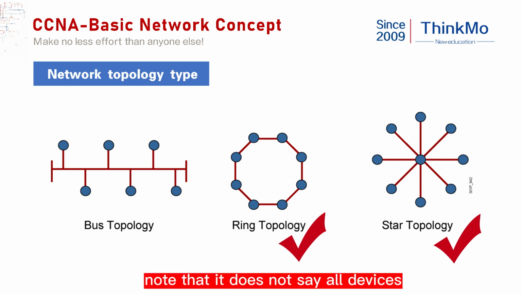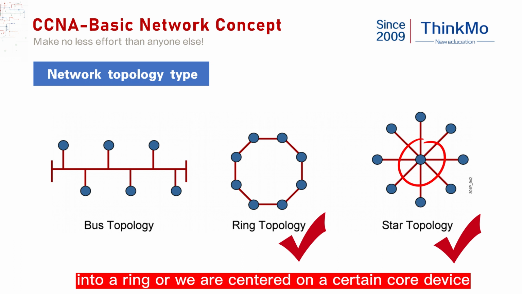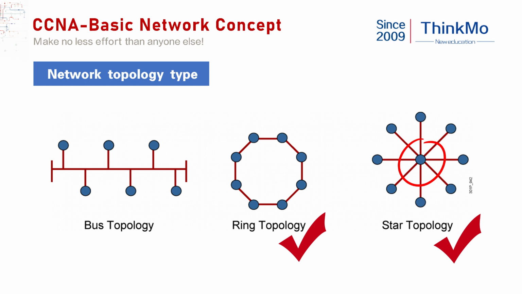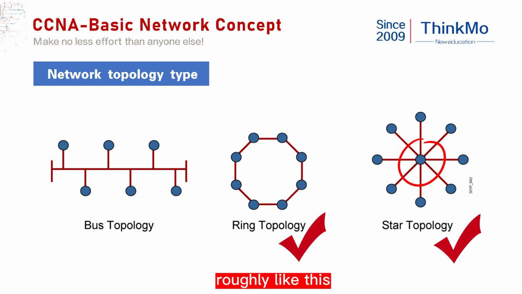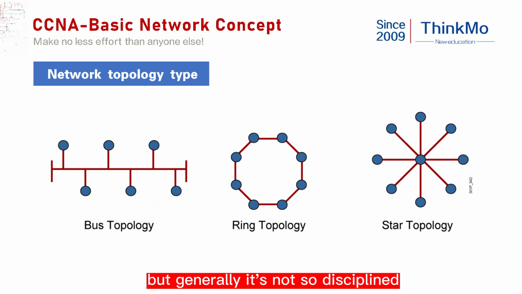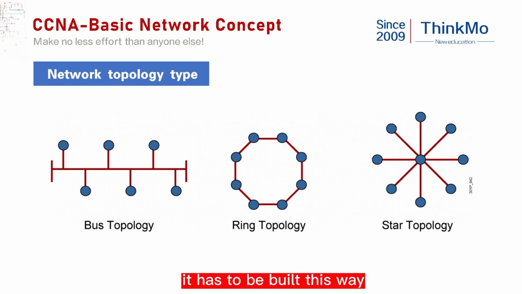Note that it does not say all devices. The core equipment in the middle is connected into a ring. Or we are centered on a certain core device, then spread the network deployment. We call it a star network. Roughly like this. But generally it's not so disciplined. It's not that when you build a network, it has to be built this way. Just look at their respective names.